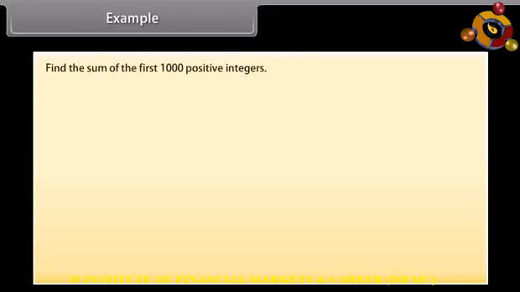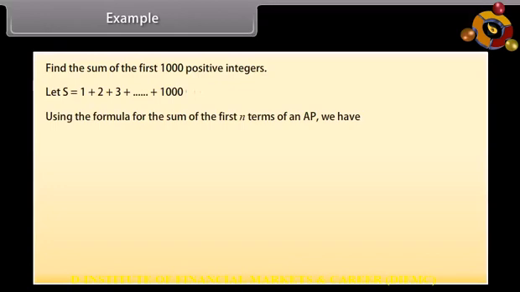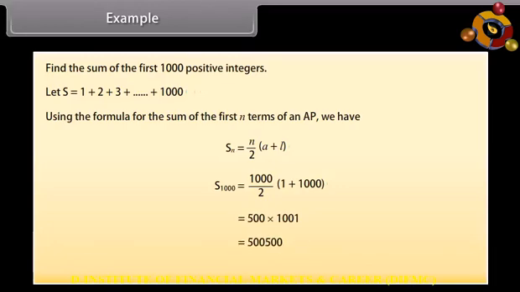Find the sum of the first 1000 positive integers. Let S is equal to 1 plus 2 plus 3 and so on plus 1000. Using the formula for the sum of the first n terms of an AP, we have Sn is equal to n upon 2 into A plus L. Substituting the value of n, we get S1000 is equal to 1000 upon 2 into 1 plus 1000. This is equal to 500 into 1001, which becomes 500500. So the sum of the first 1000 positive integers is 500500.